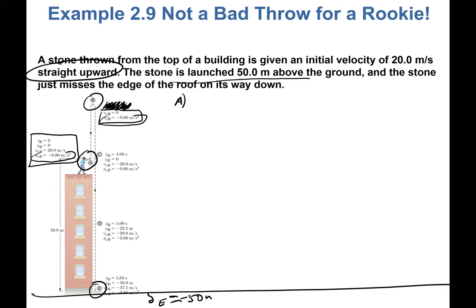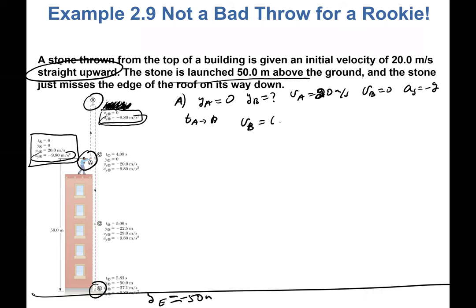For part A, we're given YA equals zero. YB is unknown right now, but we know that VA is 20 meters per second, VB is zero, and AY everywhere is negative G. If I want to know the time it takes to go from A to B, I can use kinematic equation one, where V final, VB, equals V initial, VA, minus GT.